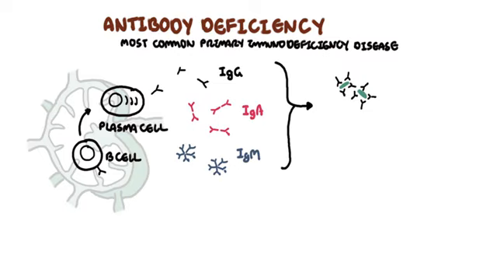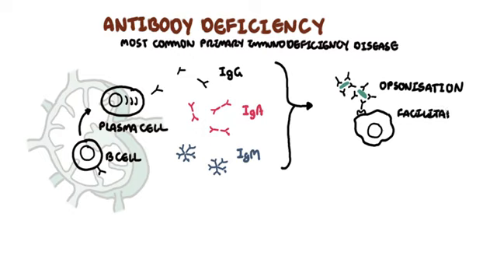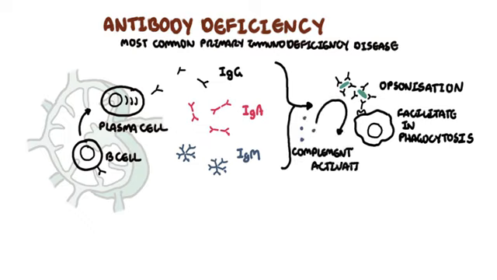Opsonization, which is essentially coating of a bacteria, for example, which will help facilitate phagocytosis. Bacteria opsonized by antibodies are phagocytized 50-fold more efficiently by neutrophils. The other function of antibodies is to activate complement proteins, which are circulating proteins important in the immune response.